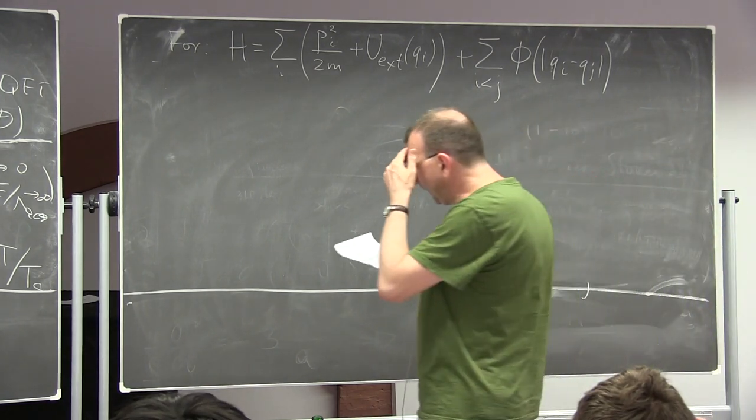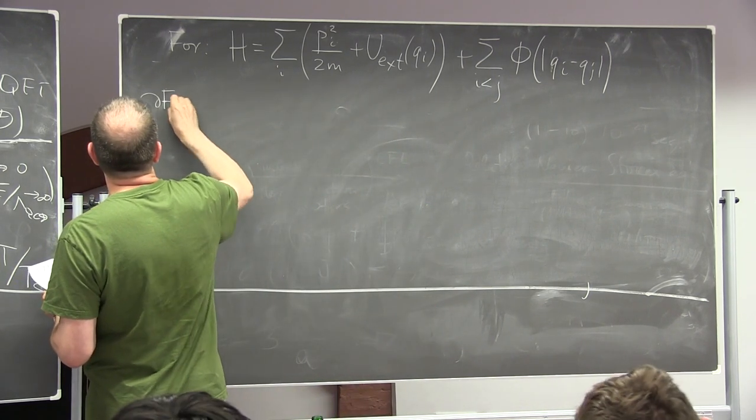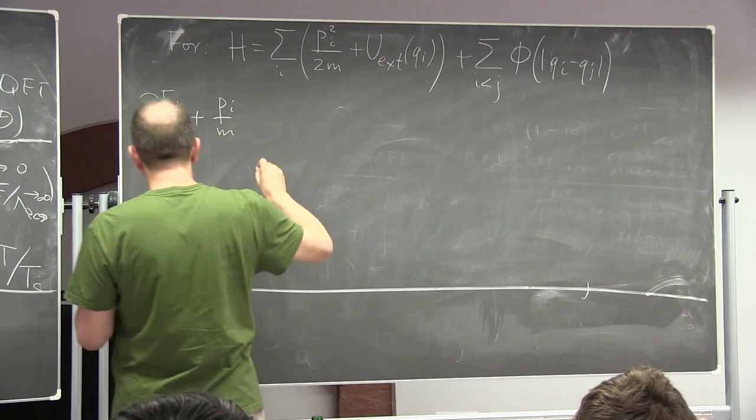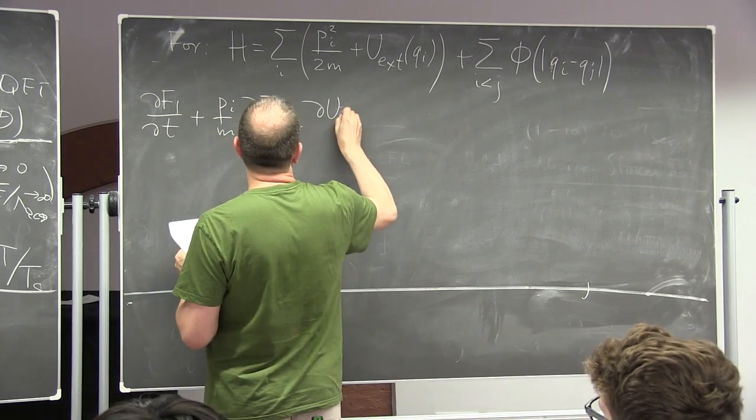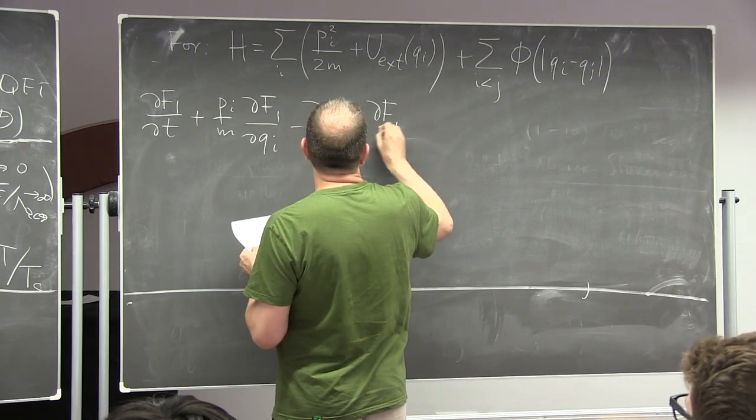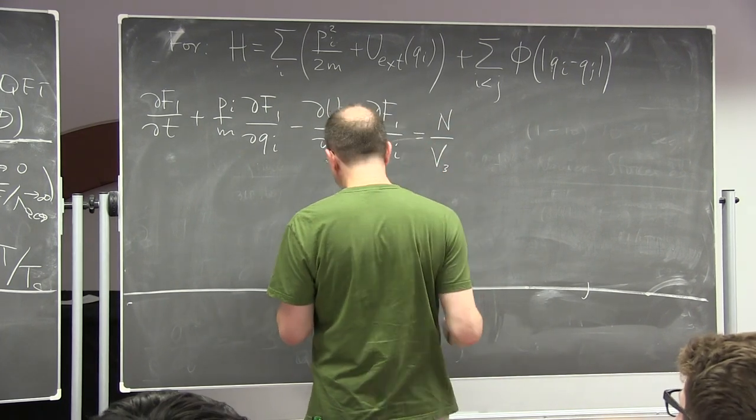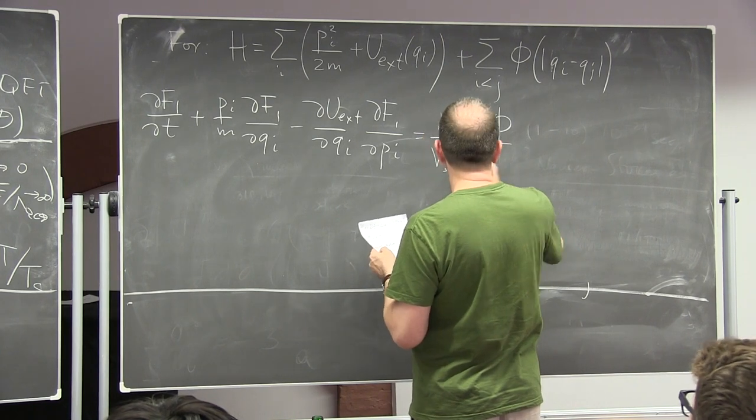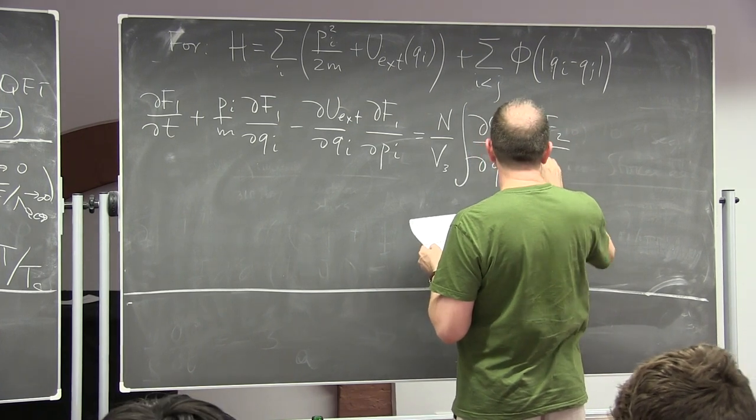So then an exercise for you, a relatively straightforward exercise: please show that the equation for f1 is the following. Over m, df1 over dqi minus dU external over dqi, summation over i is assumed, df1 over dpi. And here is the right-hand side, n divided by the free volume. And here comes the interesting part. This is the interaction potential differentiated with respect to coordinate qi, and df2 over dpi.